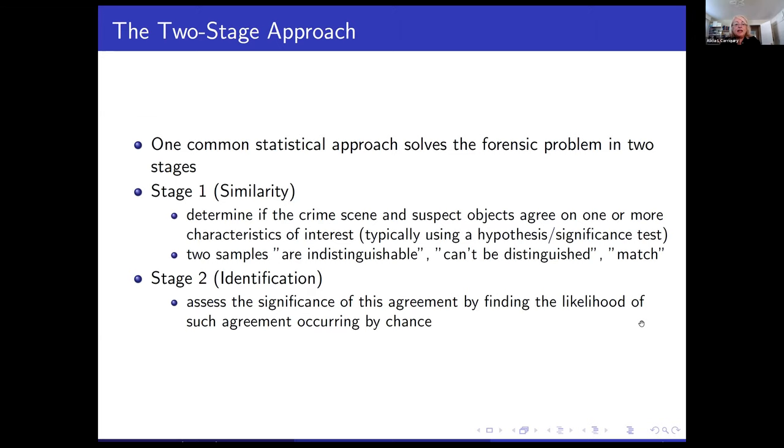Then stage two is where you establish whether the match that you observed in stage one is actually probative. What does this mean? Would you expect to see a match even if the two items had a different source? If that's the case, then your evidence is not probative. But if observing a match when items have a different source is extraordinarily rare, then you would say that the match is probative. So the second stage assesses the significance of the agreement that you observed in the first stage by finding the random match probability, or the probability that the agreement occurred by chance alone.